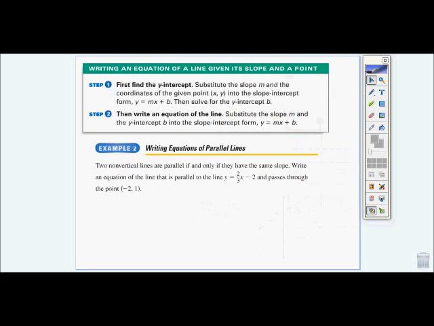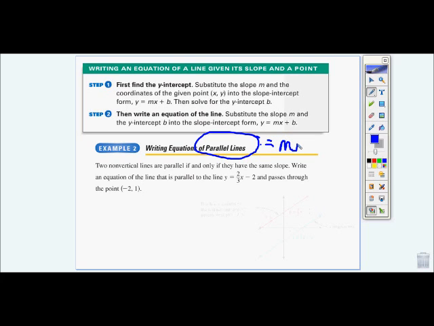Moving on, it says writing an equation of a line given its slope and a point. First, we need to find the y-intercept. That was done algebraically. And then we need to write the equation of the line. So this time we're going to be talking about parallel lines. And if you remember when we were talking about parallel lines, parallel lines have the same slope. Their slopes are going to be the same. That's the information we know about them.